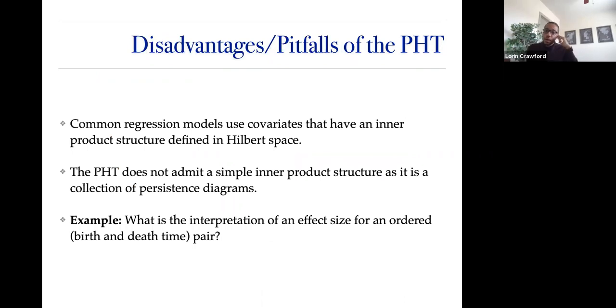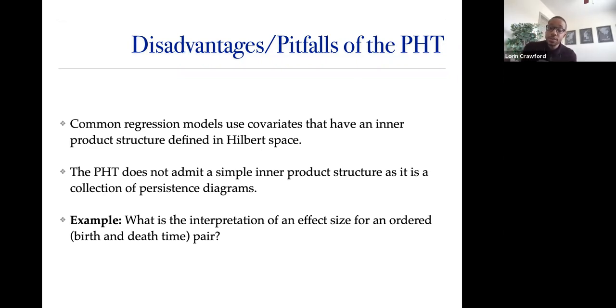So there are two things that are not great about the persistent homology transform for my purposes. The first is, the persistent homology transform doesn't produce summary statistics that have an inner product structure that we're used to, right? So in basic regression models, you have some inner product structure that's defined as some Hilbert space. The persistent homology transform is going to give me these collections of birth and death time pairs. And a classic example of this is, what's the interpretation of an effect size for some birth and death time type of ordered pair? It's hard to think about the geometry of that space.